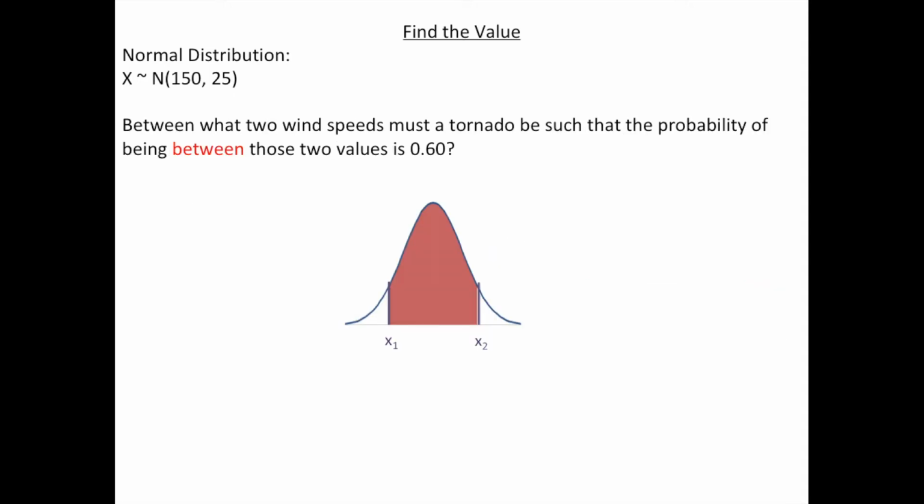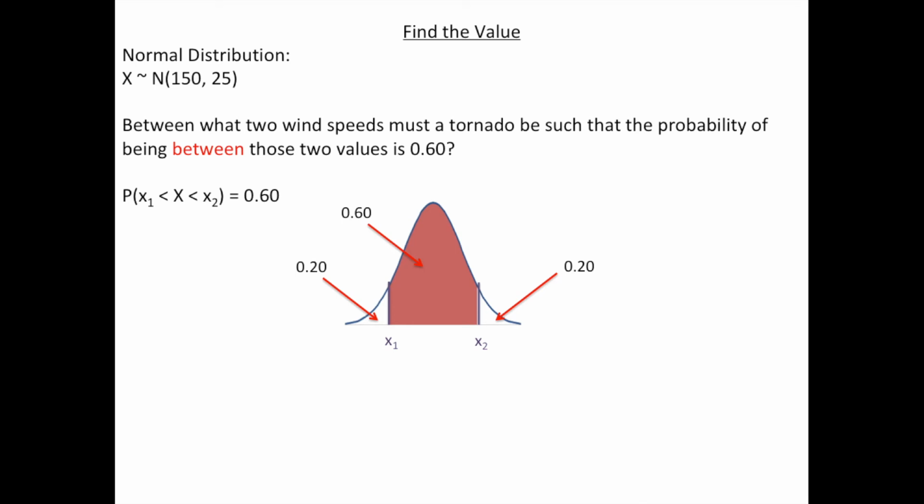As for the between problems, if it asks between what two wind speeds must a tornado be such that the probability of being between those two values is 0.60, this is where we're solving for two x values that hold 60% of the distribution. So before we solve this problem, let's first look at our distribution. The shaded region represents 60% of the distribution, and so that tells me that 40% of the distribution is not shaded. So if I take that 40% and divide it by 2, I have 20% on both sides of the shaded region.